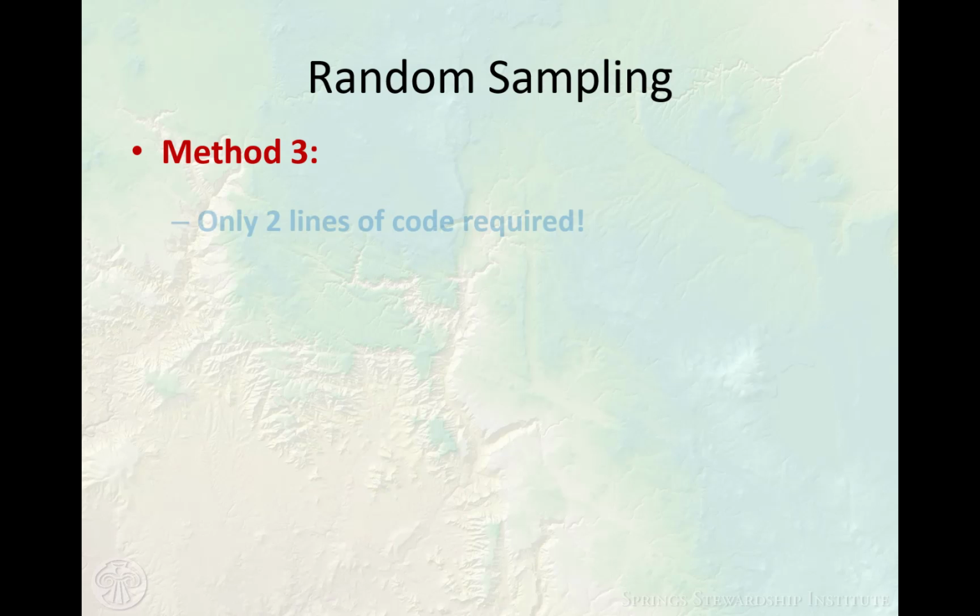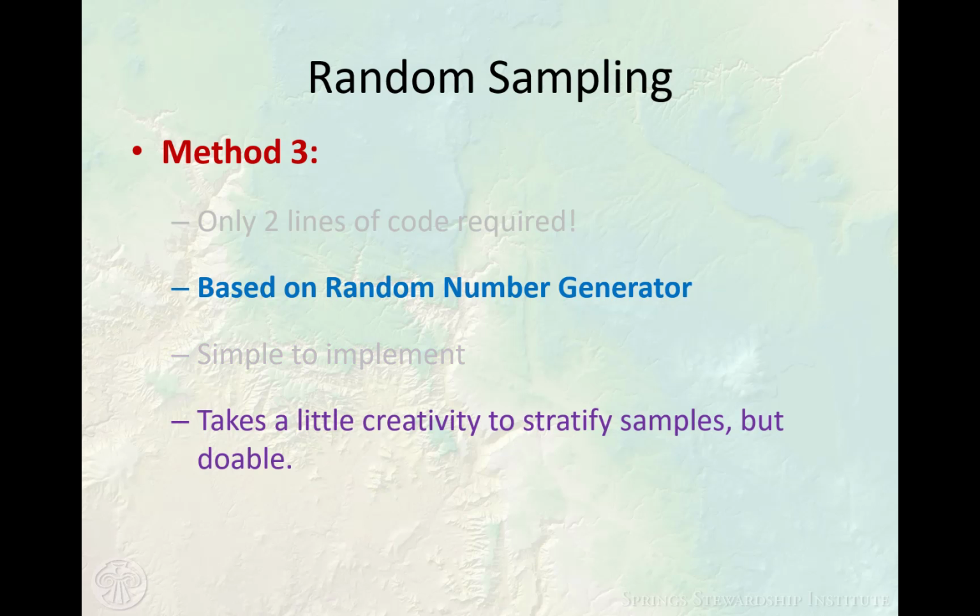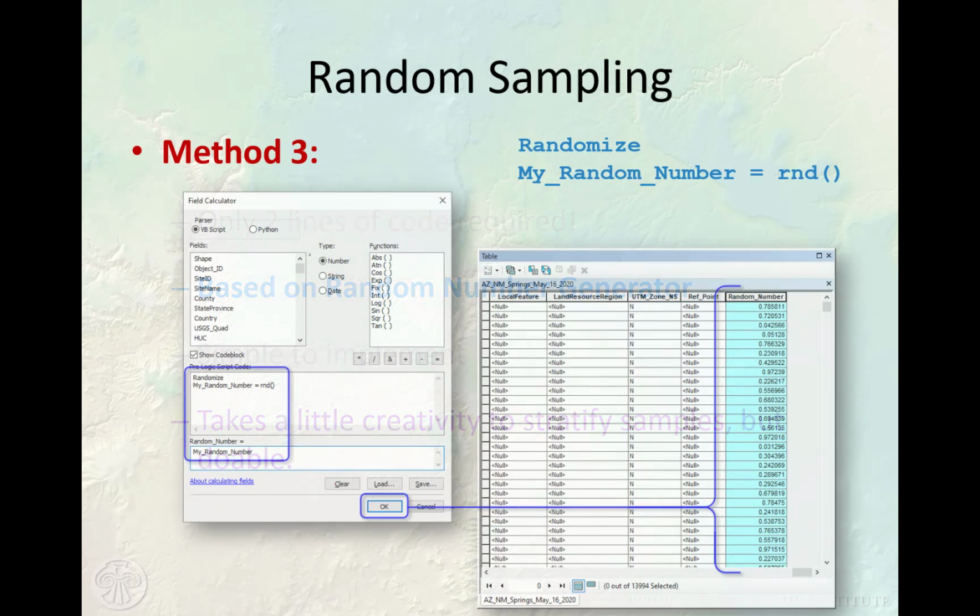Now, the third method is probably the easiest of the three, since it only requires 2 lines of code. You can do them right in the ArcMap field calculator window. It's based on a random number generator that ArcMap includes, and it's simple to implement. It takes a little creativity to turn these random numbers into a set of springs to survey, especially if you want to stratify your sample in any way, but it's doable. So this is all you have to do.